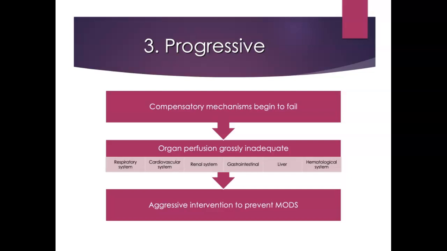Other things that are happening, the GI system could develop ischemia, and that could lead to ulcers, a GI bleed. The liver is failing to metabolize drugs, and it's having a hard time getting rid of waste products such as lactate. And with the failure of one organ, this accelerates the failure of other organs. And this is where you get into this multi-system failure. And again, aggressive intervention is required at this stage.